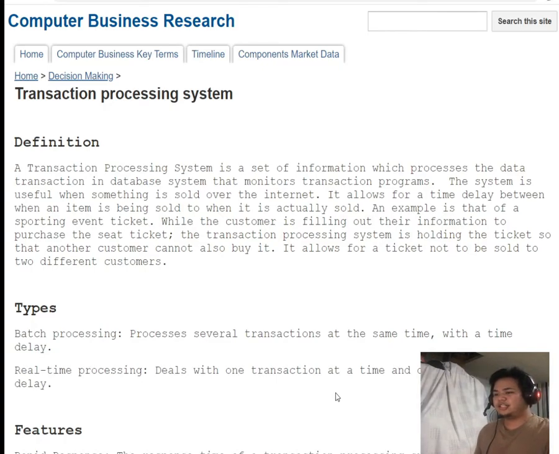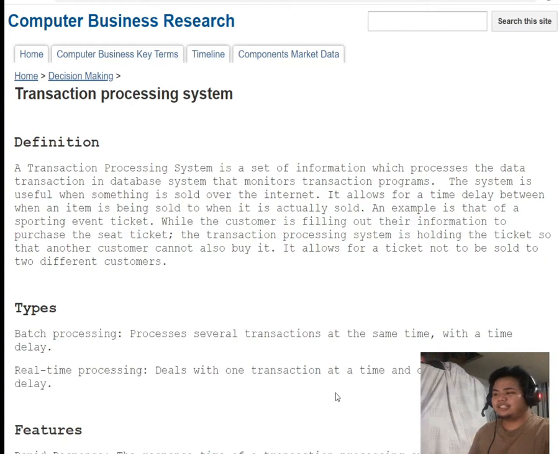that monitors transaction programs. The system is useful when something is sold over the internet. It allows for a time delay between when an item is being sold to when it is actually sold. An example of this is a sporting event system. So, while the customer is filling out their information to purchase the seat ticket, the transaction processing system is holding the ticket so that another customer cannot also buy it. It allows for a ticket not to be sold to two different customers.